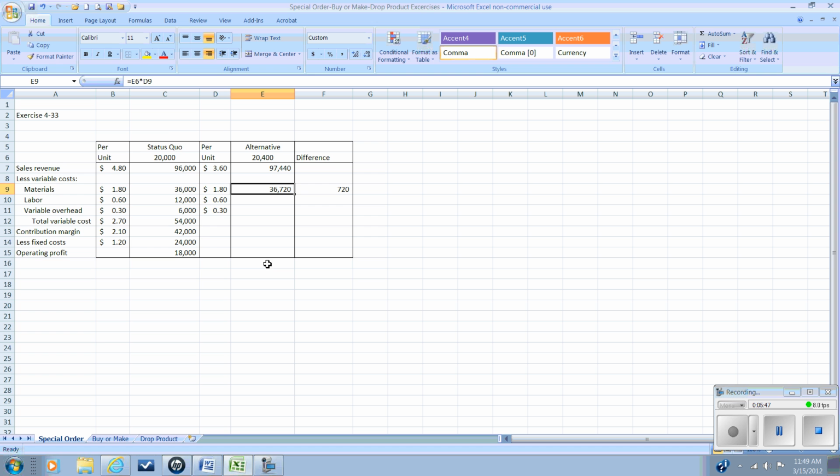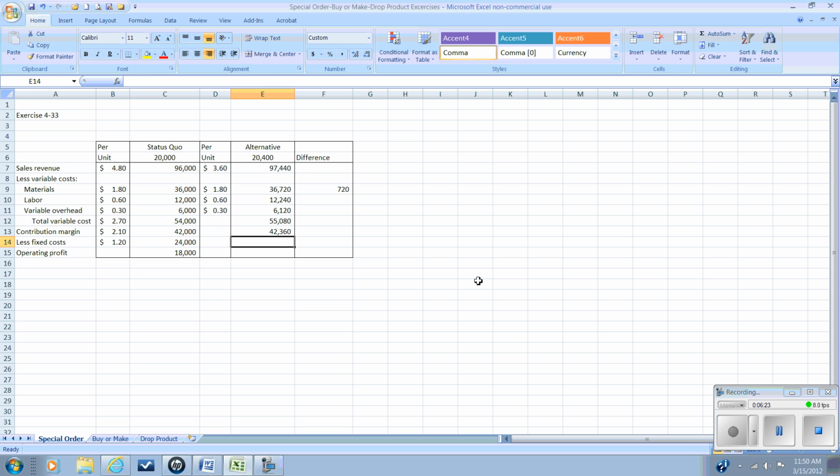Now we can't copy and paste that like we did before because our formulas here change. But we can do that for our material. So we can lock in cell E6 using our dollar signs and then copy and paste. Our total variable cost is the sum of our costs. Our contribution margin is our revenue minus our cost.